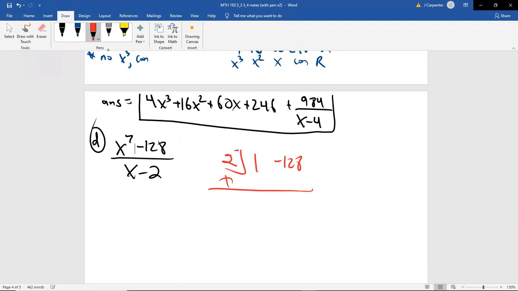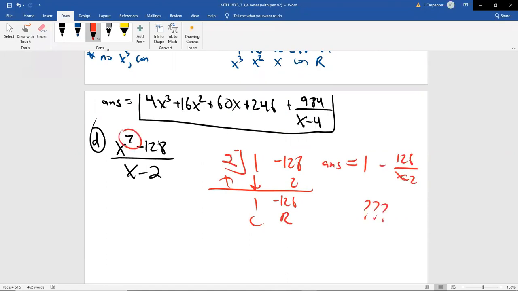Bring the 1 down, 1. 1 times 2 is 2, negative 128 plus 2 is negative 126. So that's your remainder and your constant. So we think the answer is 1 minus 126 over x minus 2, question mark, question mark, question mark.